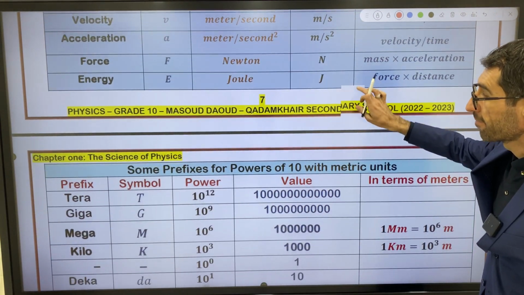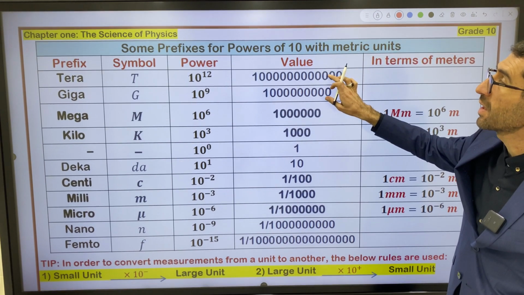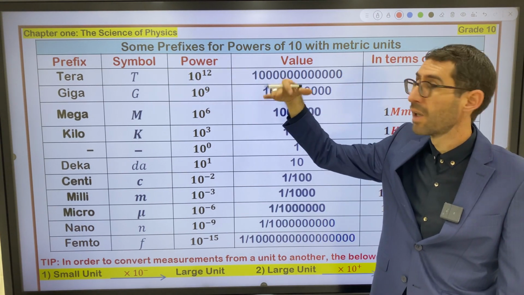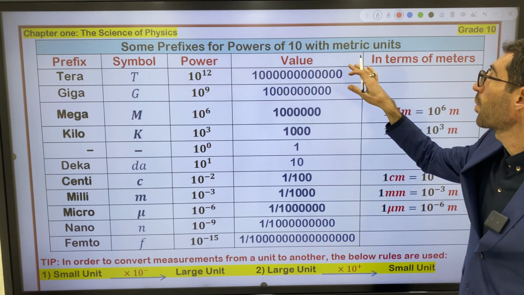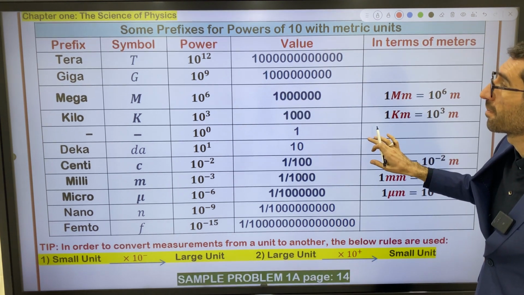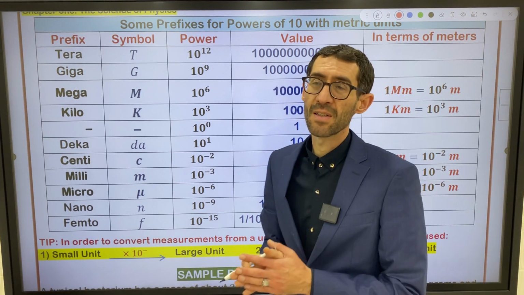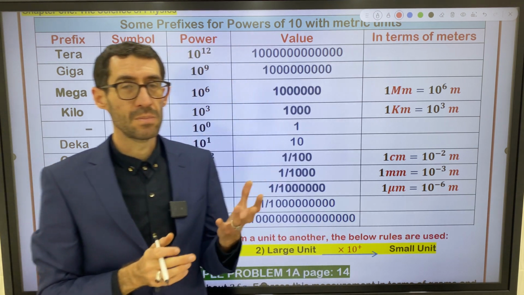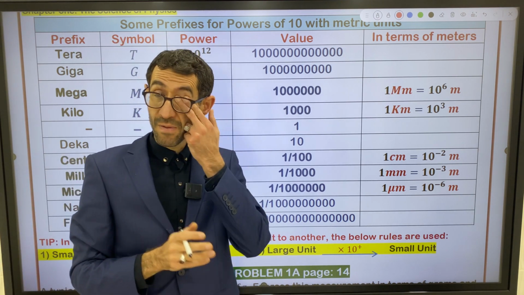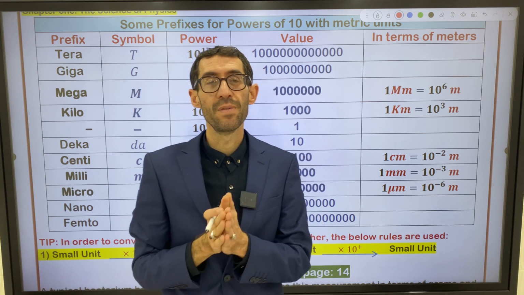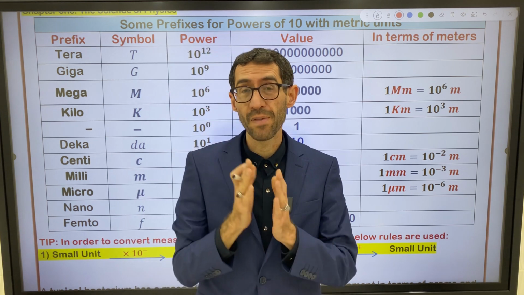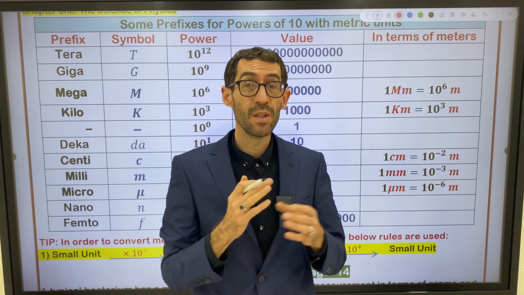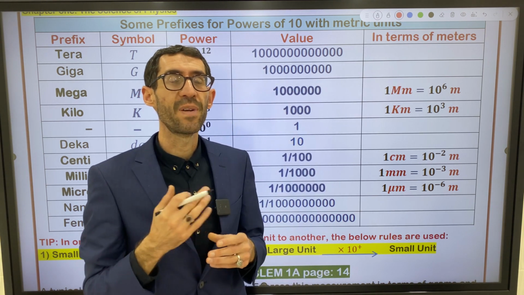Let's move on to another subject. We have some prefixes. We have this table of prefixes for powers of 10 within metric units. Actually, what is a prefix? A prefix is the use of some symbols in front of the unit in order to simplify our speech. Let me give you an example of a prefix.